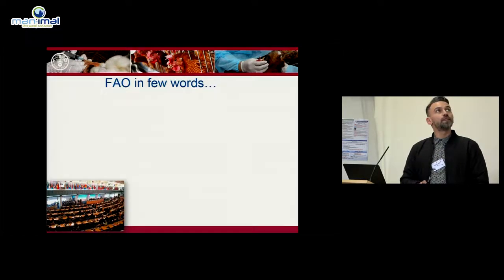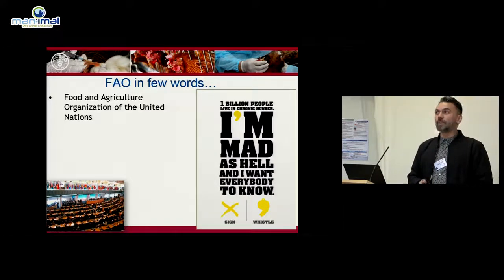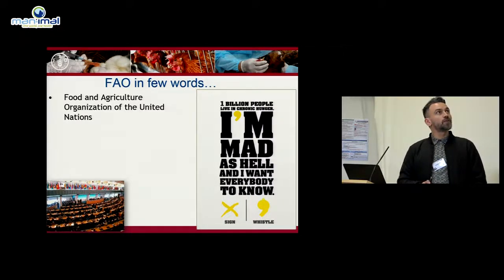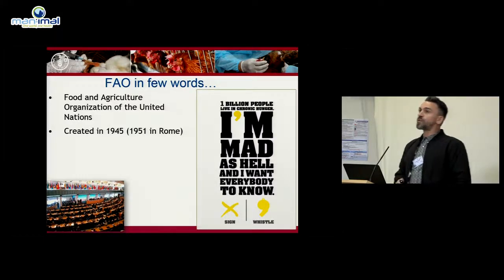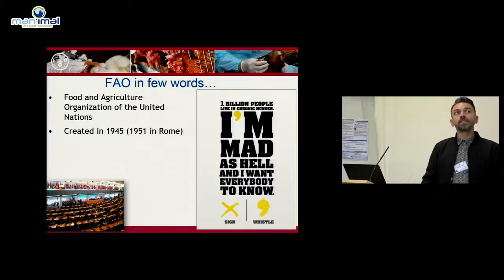FAO, the Food and Agriculture Organization of the United Nations, was created in 1945 at the creation of the United Nations, and it was based in Washington, D.C. until 1951, when FAO was located in Rome. We have 194 member countries, if there is a mistake on the slide, and you find offices in about 130 locations in the world. So you have a huge network of offices of FAO, which is quite interesting for an international organization.